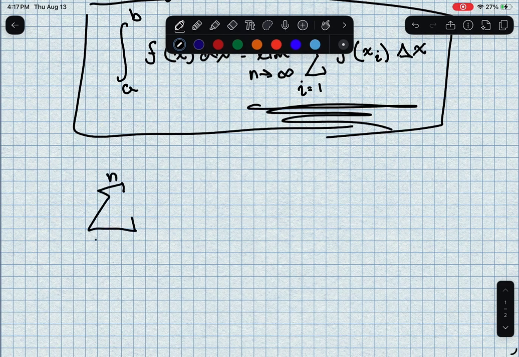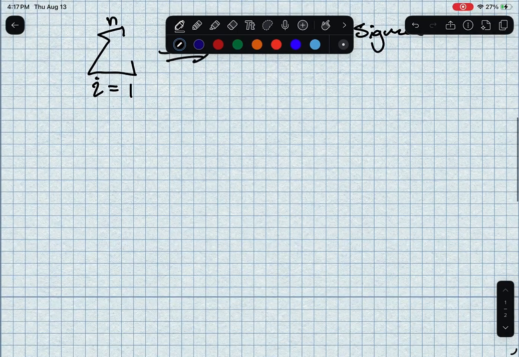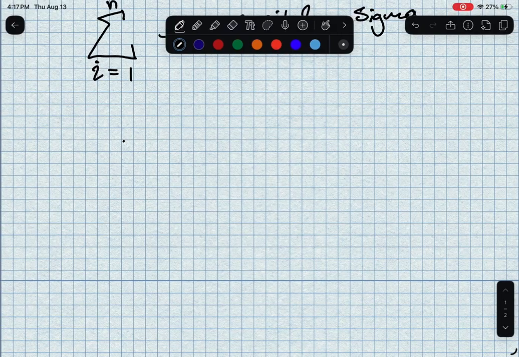So this is capital sigma. It is a Greek letter. In mathematics, it represents a summation, which means you are adding little things together. Let's go over a little example to show you what I'm talking about.